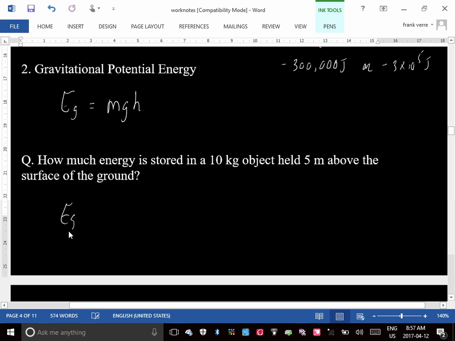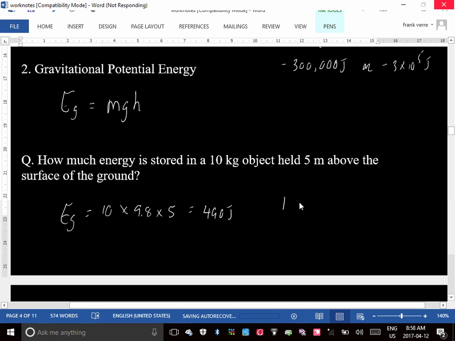So that would be mass 10 times little g, which is 9.8, times 5. And that would be 98. That should be 490 joules. And by the way, let's think about the unit for energy. It's a joule. Remember what a joule is?